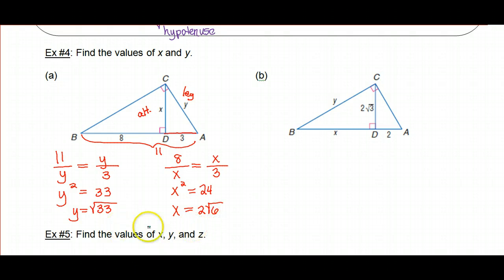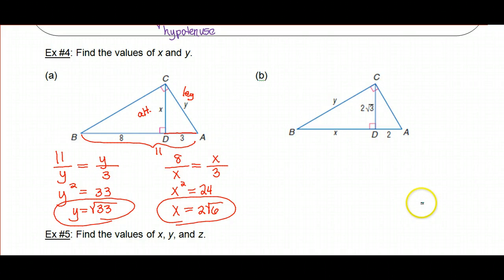Good. Wait, I don't understand why we solved for x. So we're solving for one leg and then the hypotenuse? Okay, so we could have solved for x first, or we could have solved for y. It doesn't matter which one we solve for first. So we solve for one of the legs and then the hypotenuse.